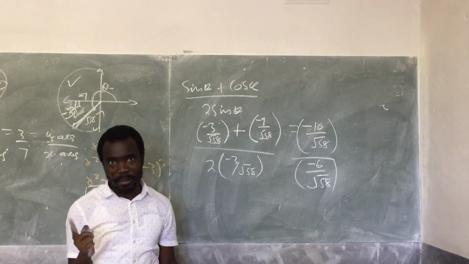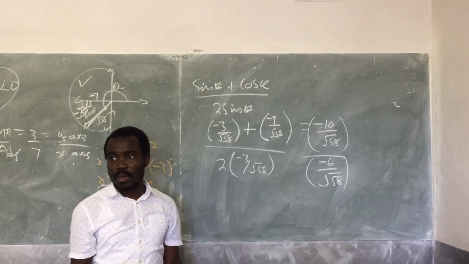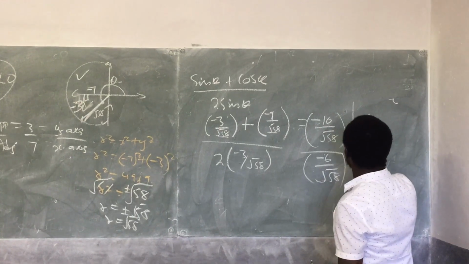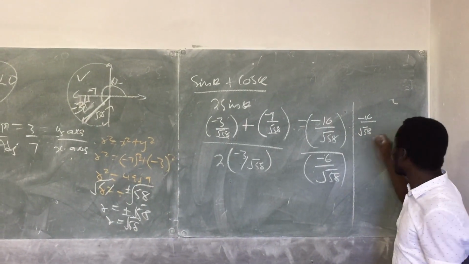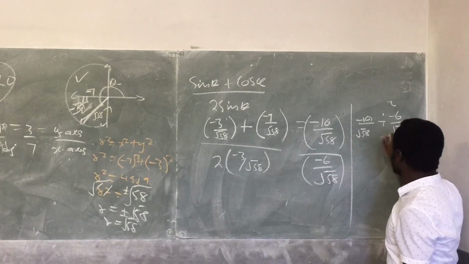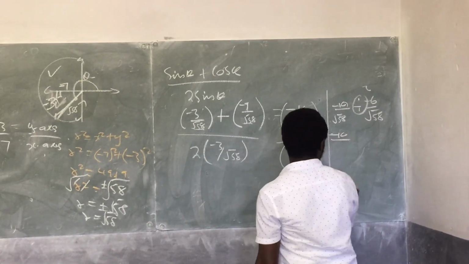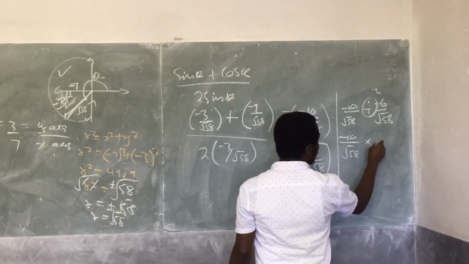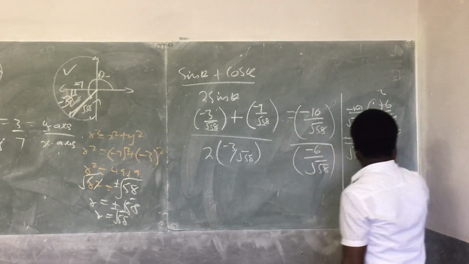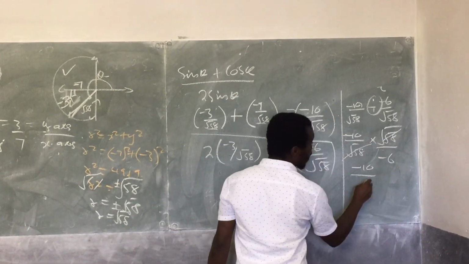Now, here you can put it on a calculator. When it gives you a fraction, don't pick the decimal answers. Fraction, you pick, or whole number. But if you want, you can put this in this form. Negative 10 over root 58, what sign is this? Divide. Negative 6 over root 58. We change this one to multiplication. So negative 10 over square root of 58 times square root of 58 over negative 6. This and this will cancel. What do we have here? Negative 10 over negative 6.